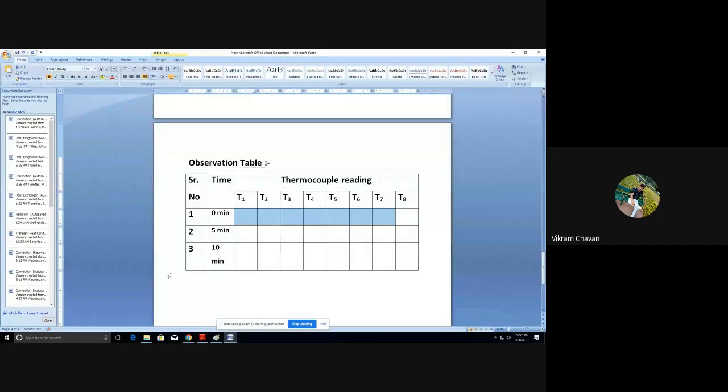Other properties we have to determine by considering the temperature chart for air at atmospheric pressure, and that chart is available on the internet or in any books. You can refer to that chart, consider the properties of air for a particular bulk mean temperature, and then we will move ahead for the calculation purpose.